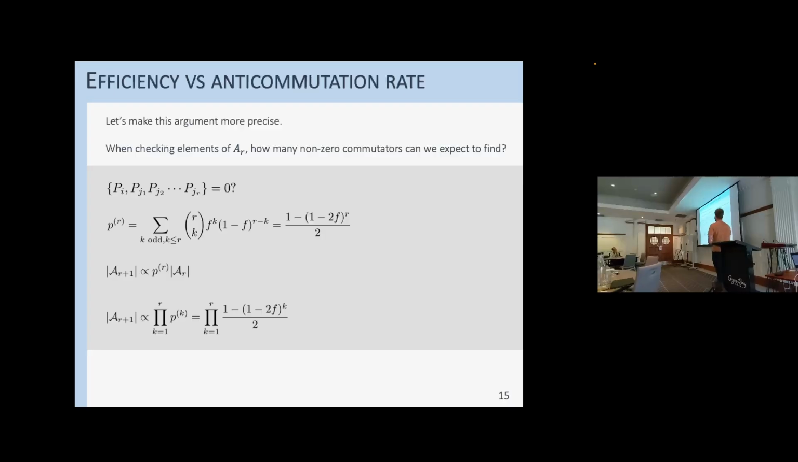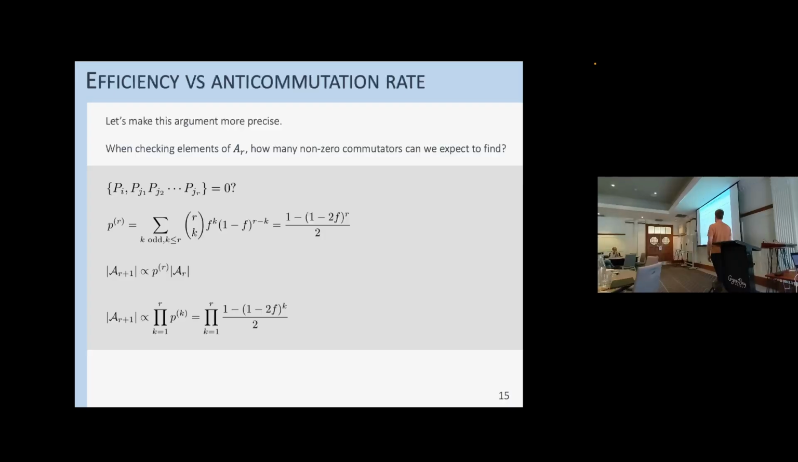So A_{r+1} is like how many polys I get at the (r+1)th step of commutators. And we see that it should be proportional to the size at the previous layer times this anti-commutation fraction, because that's kind of how many of my commutators I can hope to be non-zero, right? And so then, inductively, you can argue that the size of this set as a function of f should have this form.